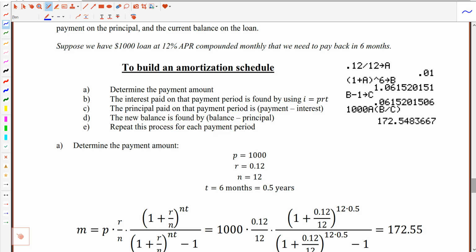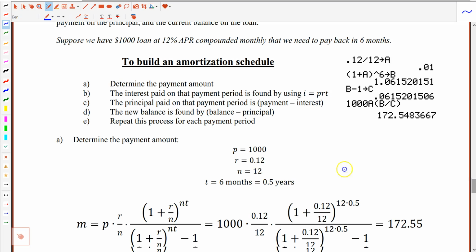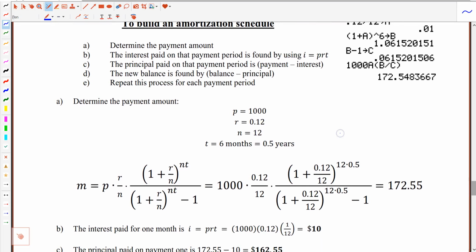So first, for this loan, let's determine the payment amount. I have a $1,000 loan at a 12% APR. We're going to assume a monthly payment, so my value for n is going to be 12. And then the time for this loan is going to be half a year. Okay, so remember that you have to have units match up between your rate and then your time.